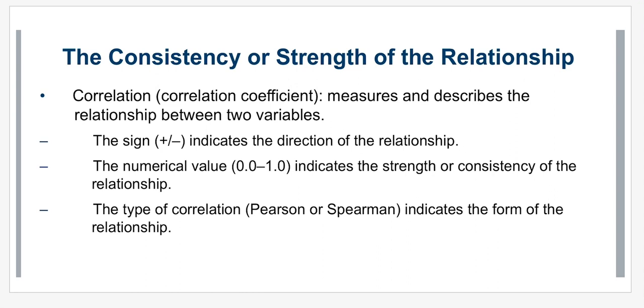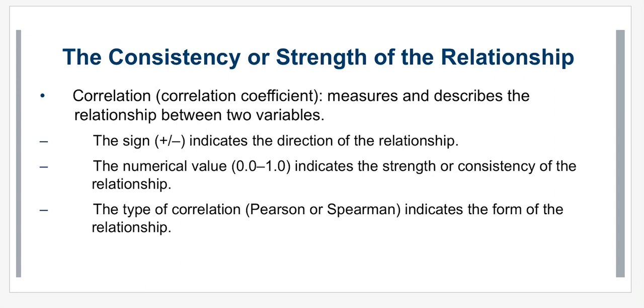Now, this second bullet point here is the numerical value, whether it's a 0 all the way to a 1. So 0 or 0.25 or 0.7 or 1. That indicates the strength or the consistency of the relationship. What this means is that a value of 0 is the weakest possible relationship. That means there really is no correlation, no relationship, or no linear relationship there. And so those dots are really just going to be scattered randomly. We'll show you a visual example of this in a second.